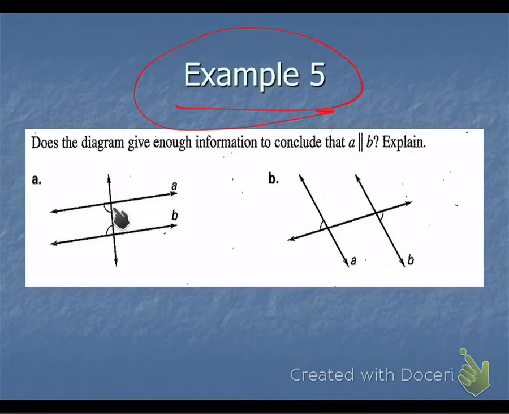Those are same side interior angles. They're marked as being congruent. Is that useful to me? Yeah. Same side interiors have to be what? It was the fourth bullet point we wrote down. Same side interiors have to be supplementary. These are not supplementary.